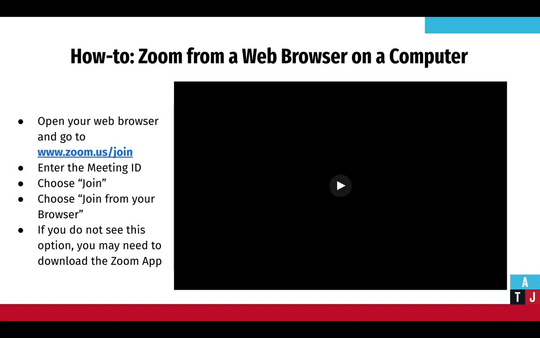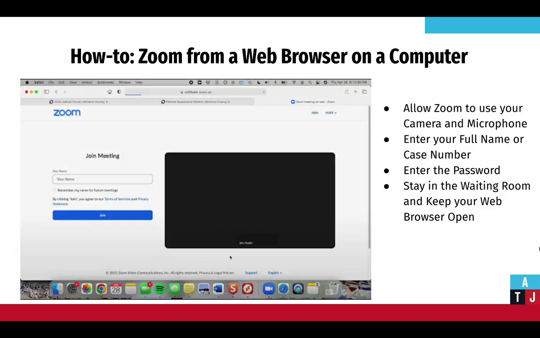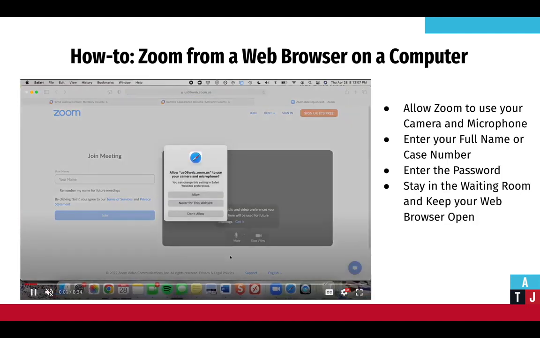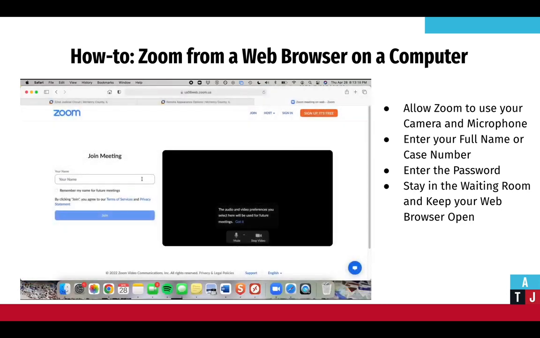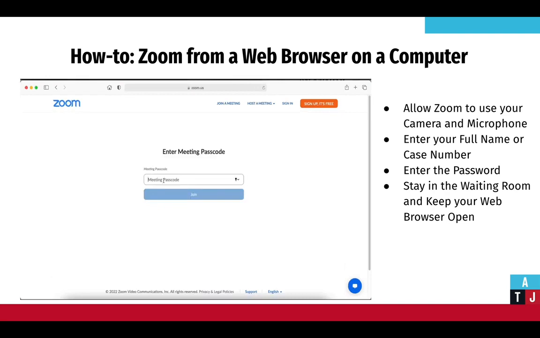If you do not see this option, you may need to download the Zoom app. A pop-up may say Zoom wants to use your camera and microphone. Choose Allow in the pop-up. Enter your first and last name, case number, or follow any specific instructions from the court on how to name yourself and click the blue Join button. Next, if you are asked, enter the password and click the blue Join button again.